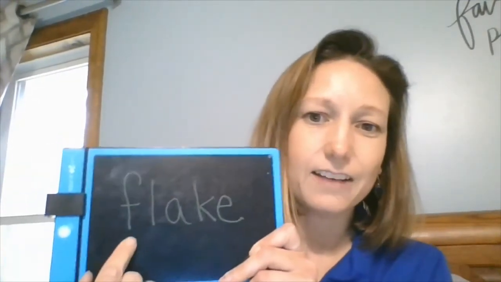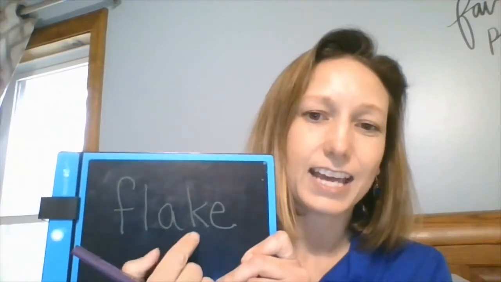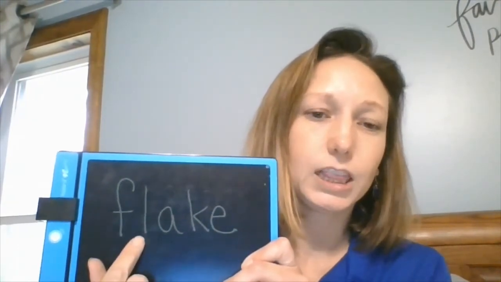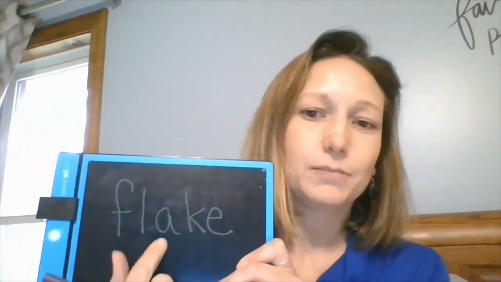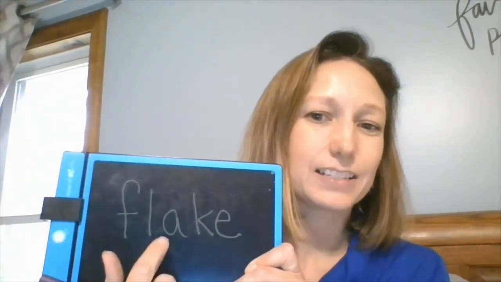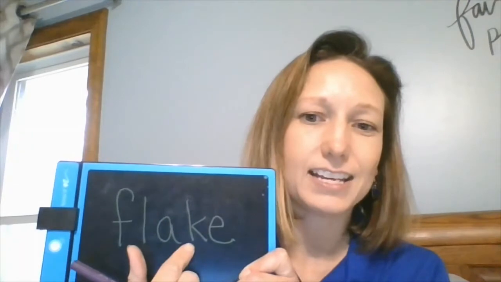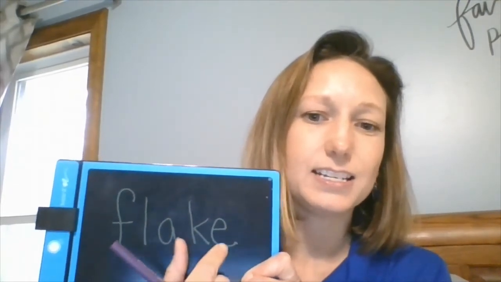Next one, flake. And how did you spell flake? F-L-A-K-E. We are going to say A. It's long sound, so we're only using the K. We have A consonant E says A.